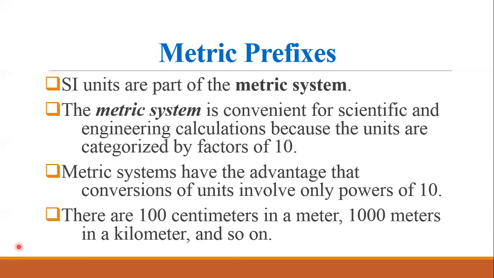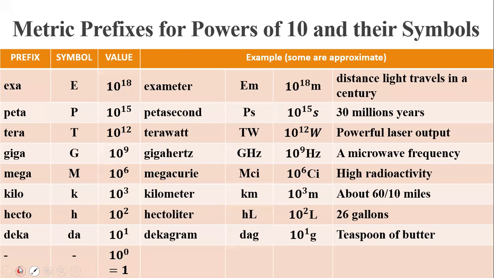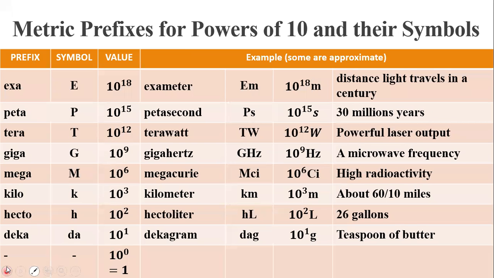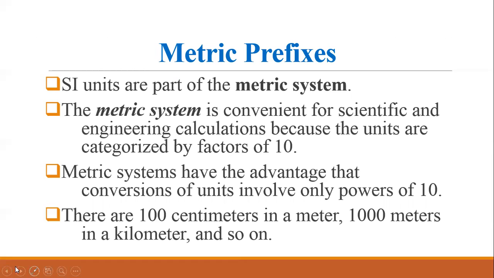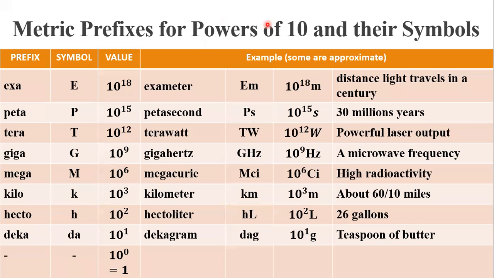Before we go to the order of magnitude, we have here the metric prefixes for powers of 10 and their symbols. We have exa, peta, tera, giga, mega, kilo, hecto, deca. So this one is the exameter, petasecond, terawatt, gigahertz, megacurie, kilometer, hectoliter, decagram.